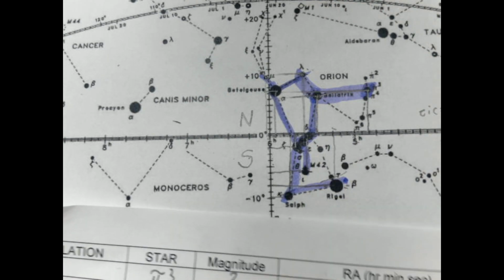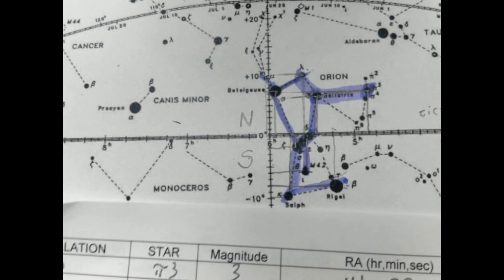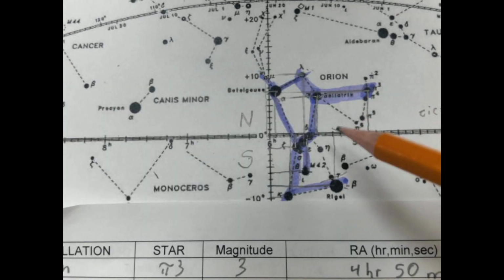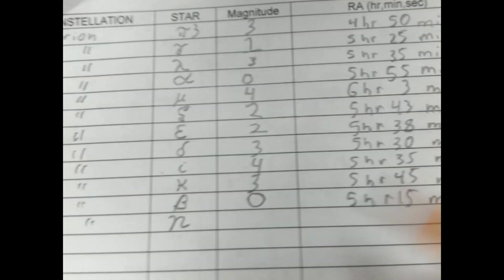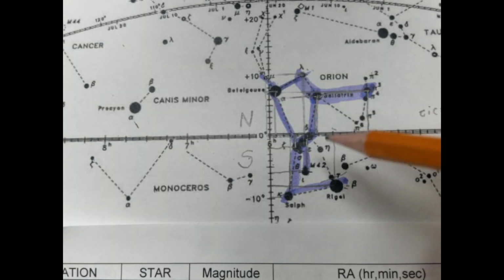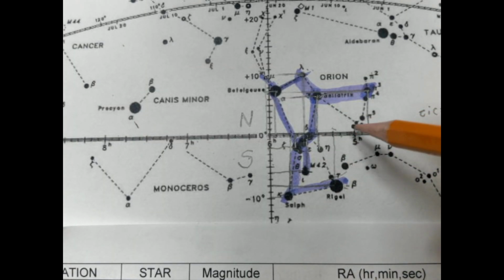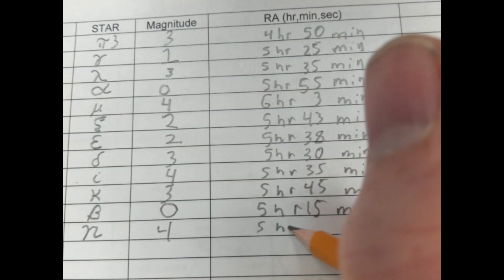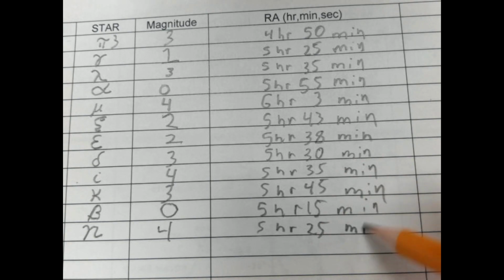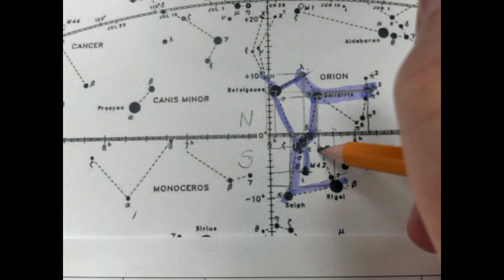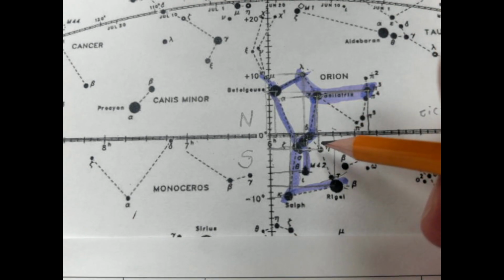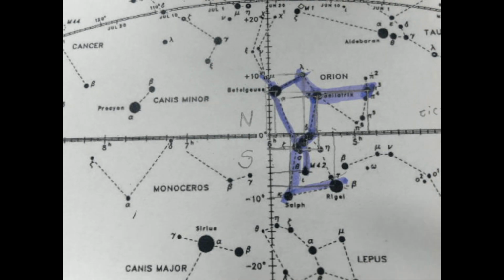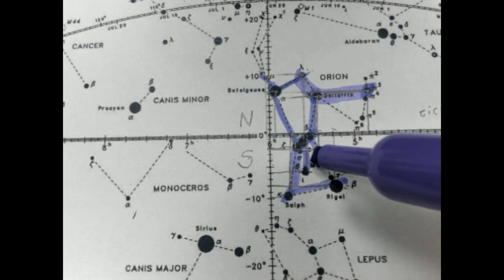That just leaves us Eta. Orion Eta. Size-wise, that's pretty small. I'll call it a 4. It is 5 hours and 5, 10, 15, 20, 25. Declination, 2 south. All right.